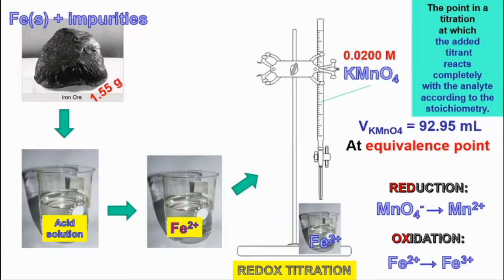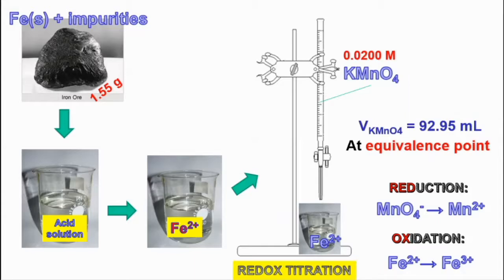Equivalence point. Since this is a redox reaction, in the first part of this question, A, we need to write down the balanced redox equation for this reaction. And in B, we need to determine the percentage of iron in this sample of iron ore. So let's start with the first part of this question.